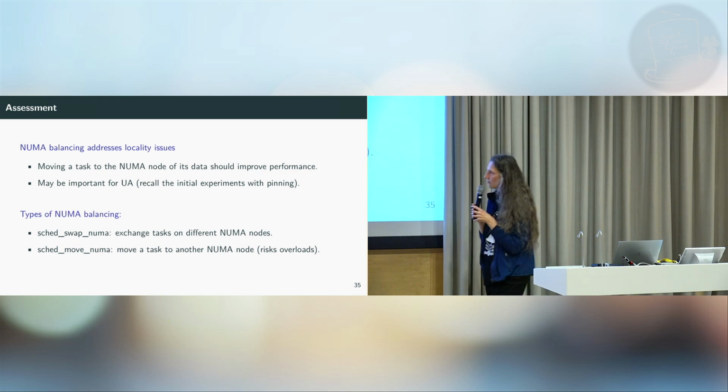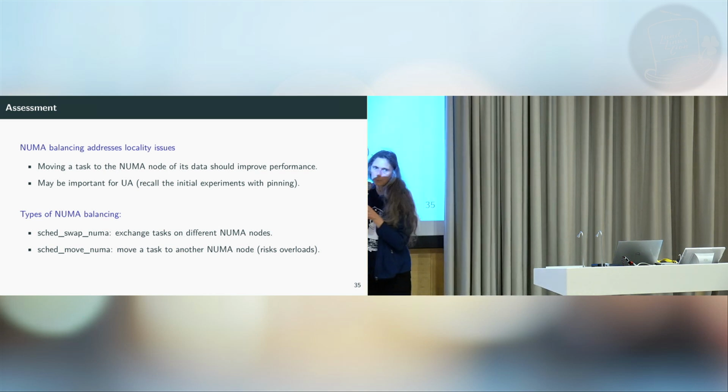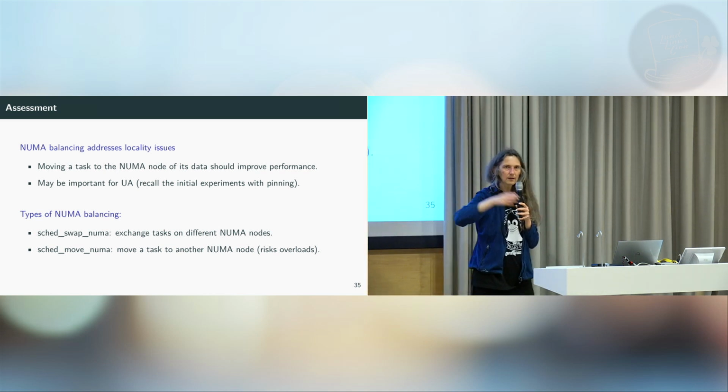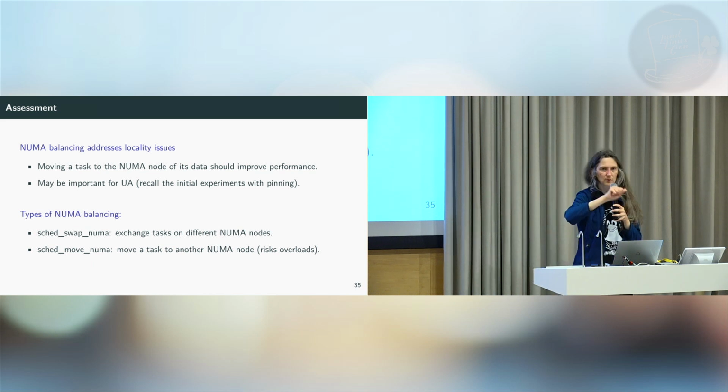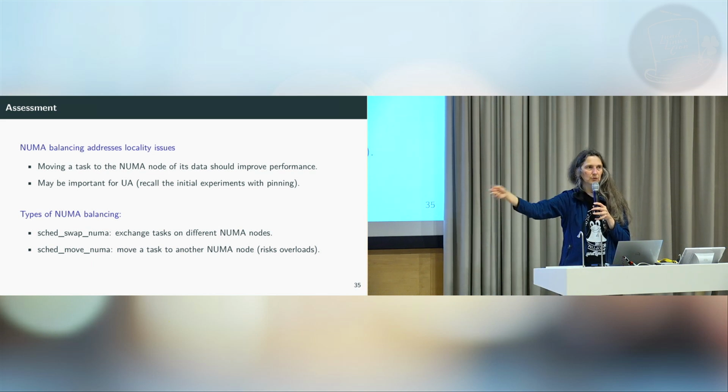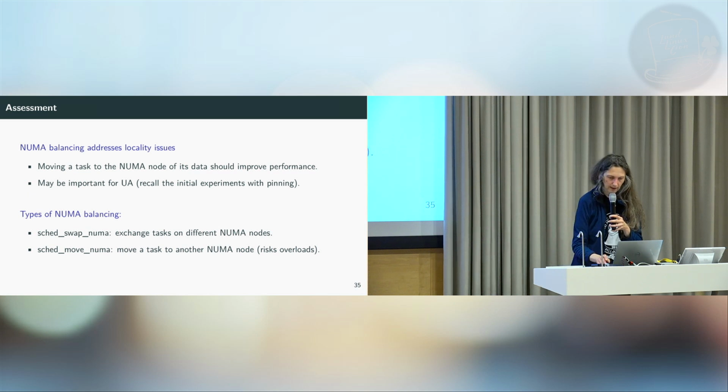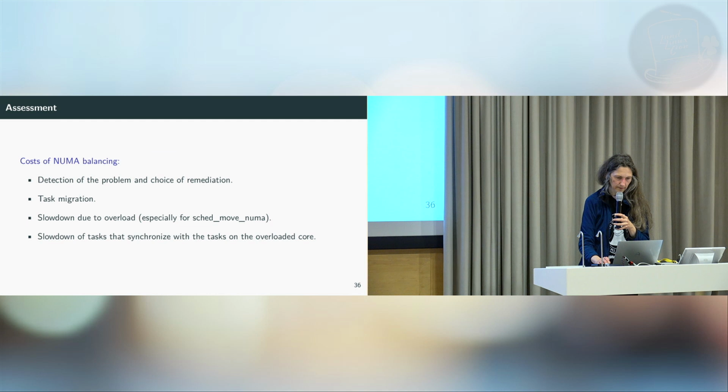So there are two kinds of NUMA balancing. One of them will swap tasks on different sockets, so that's not a problem from a work conservation point of view. One goes in the place of the other, and so they're all able to continue running fast. But what we had in our case was this move NUMA. We have one task that moves over to some other socket that's already full of other tasks, and so it introduces overloads.